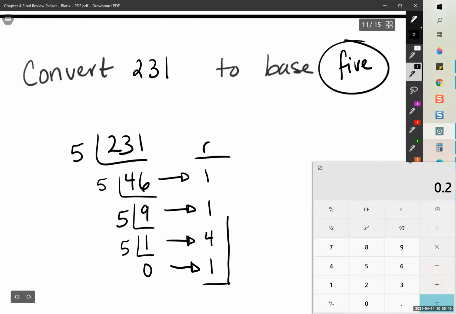So if you haven't already, think about how you would write your final answer. Remember, you go upwards and kind of turn it 90 degrees. And y'all agree with 1, 4, 1, 1. And then I do need to write subscript base 5 because this is not the number 1411 in base 10, it's 1411 in base 5. And what is that equal to? It's equal to 231 in base 10.